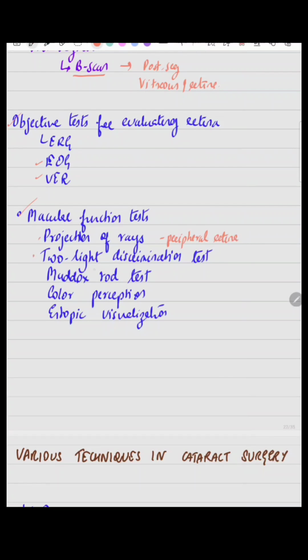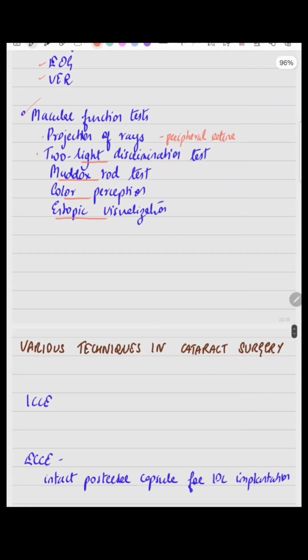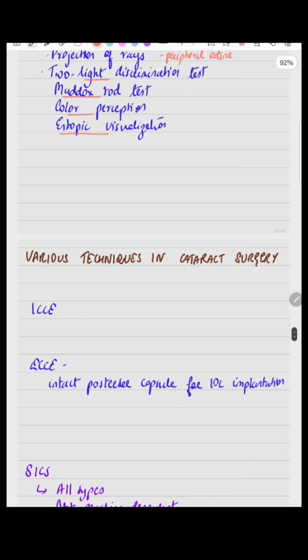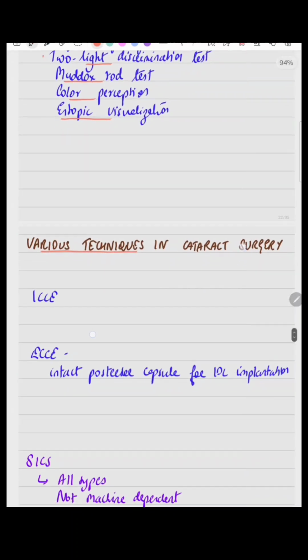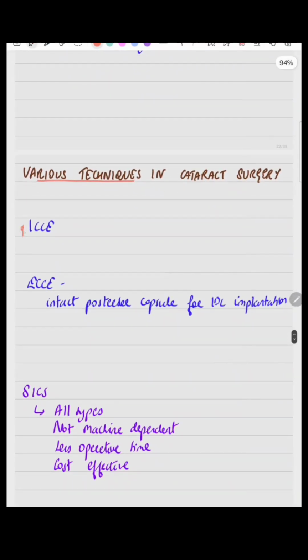Then there is two light discrimination test, Maddox rod test, color perception test, entopic visualization. These are the macular function tests. Now coming to various techniques in cataract surgery. First we will discuss intracapsular cataract extraction.